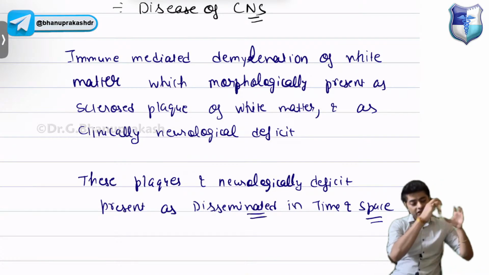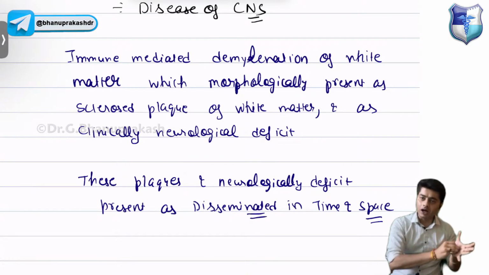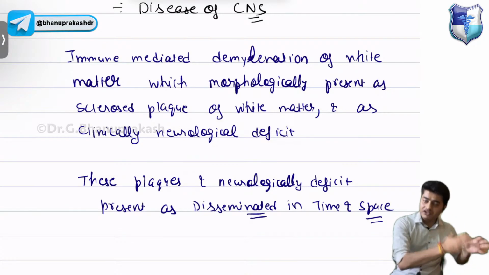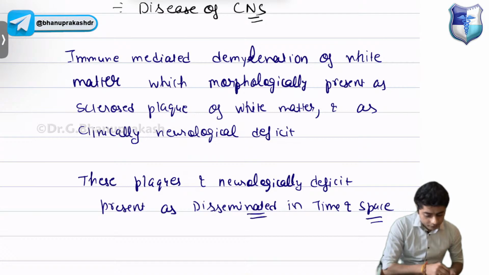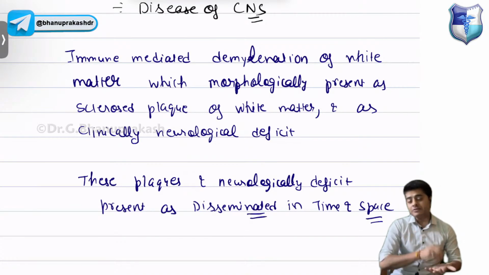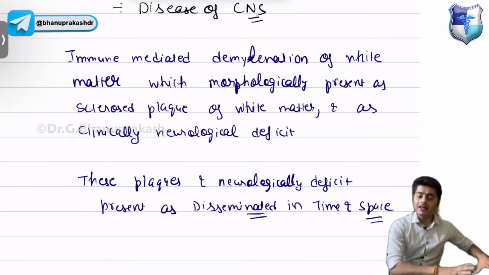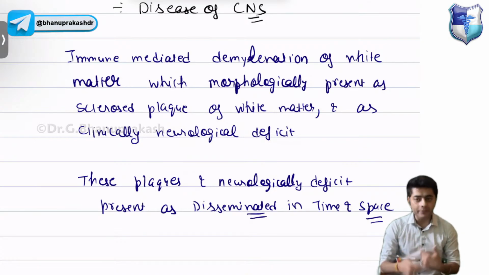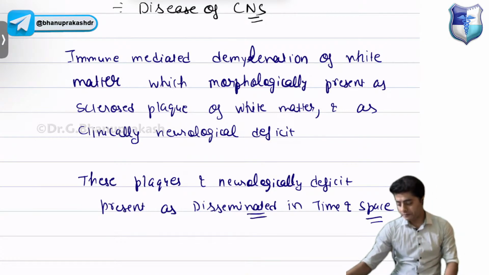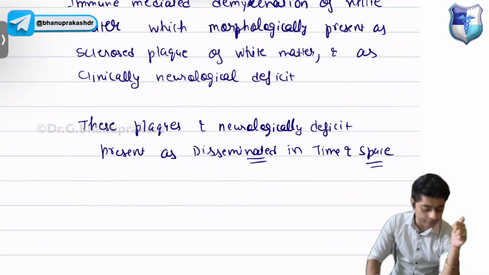Suppose the lesion is present today in the medulla, so your neurological deficit will be of the medulla. Suppose this plaque is present in the spinal cord, you will get the lesion of the spinal cord. So this plaque changes its location according to time and space. Okay, everyone? Are you clear with this concept?